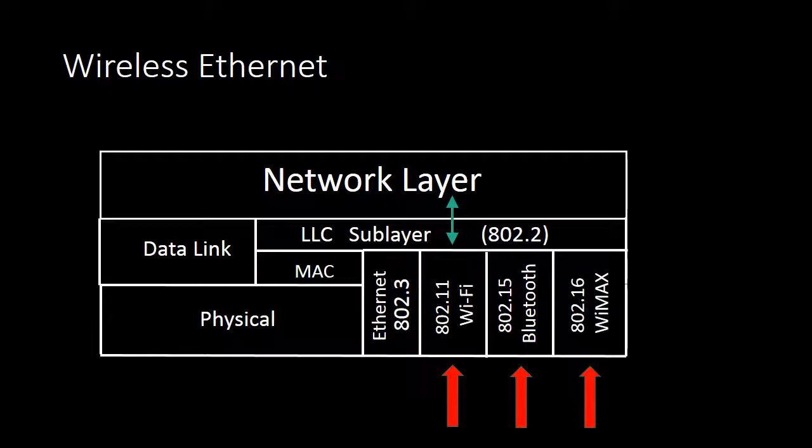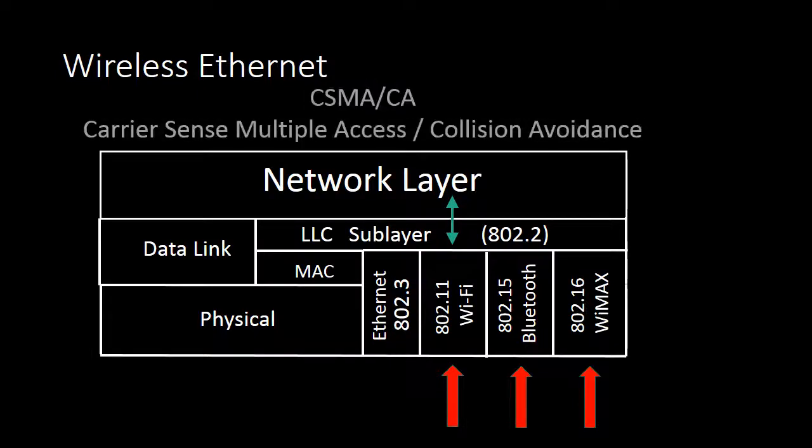The 802.1 wireless network uses a collision avoidance technique called CSMA/CA, which will send a signal to sense if the segment is free. If not, it will back off and start a random timer before trying again.